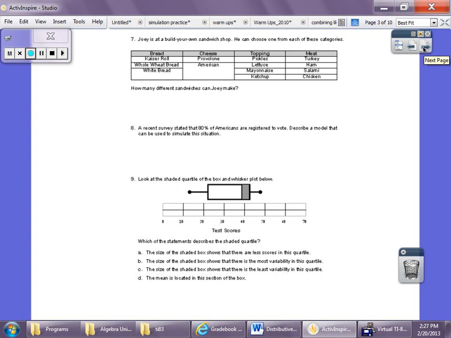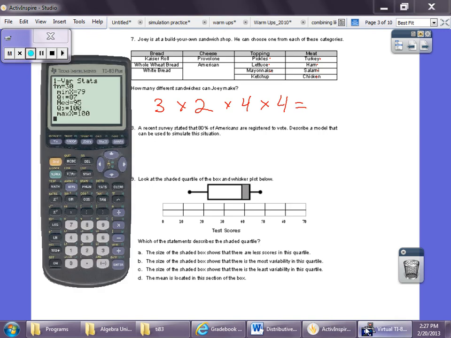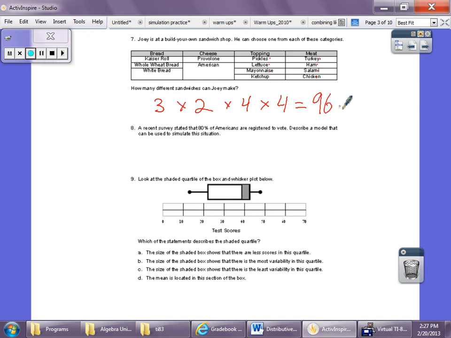Joey's build your own sandwich shop. Well, we know that there's 3 types of bread times 2 types of cheese times 4 toppings and times 4 different meats. So we do 3 times 2 times 4 times 4, 96. So there's 96 outcomes.